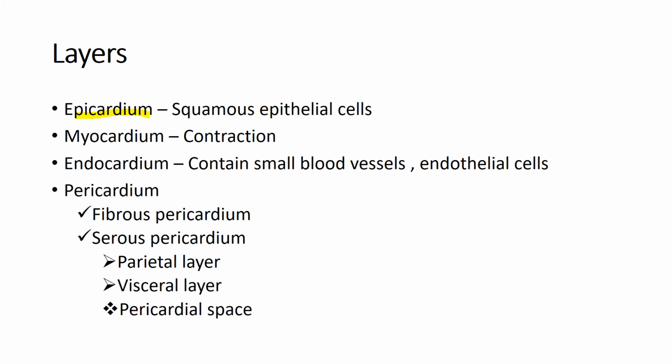Coming to the second layer, that is myocardium. Myocardium is a muscular area, a smooth muscle. It is largely responsible for contraction. The heart is responsible for pumping, so this layer is most functional in that area. Coming to endocardium, it is the layer that is closely lining the heart. It contains small blood vessels, endothelial cells and all. Okay. So these are the three basic layers of the heart.